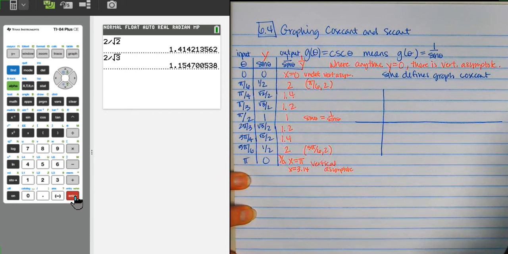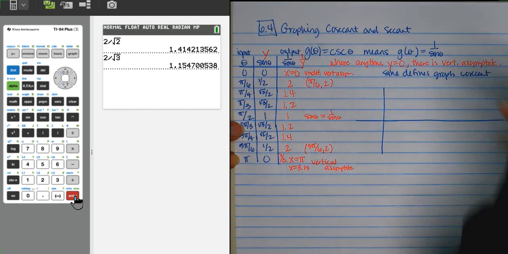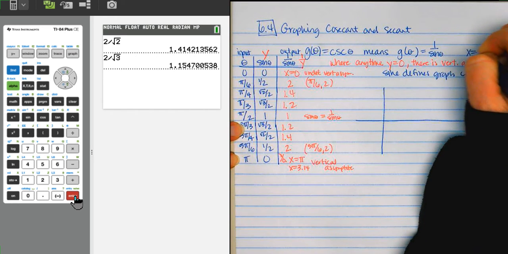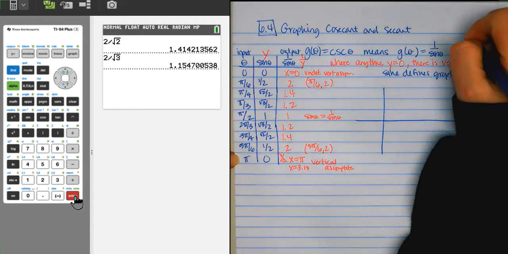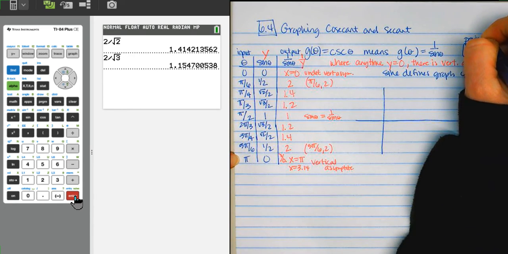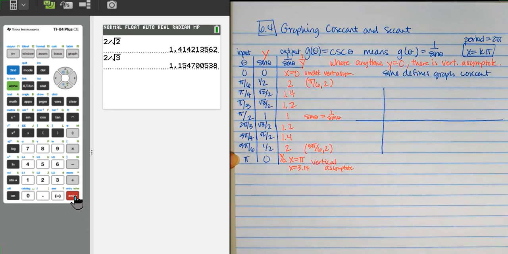I started with 0, so I'm going to put my origin to the left a little bit. Now I have asymptotes at every pi, from 0 to pi. So the asymptotes here are going to be at x equals k pi. And that will define the period as well, every pi. Period, I lie. Period is the same as sine. It's 2 pi. I had to do that in my head. And we'll see in a minute why that is.